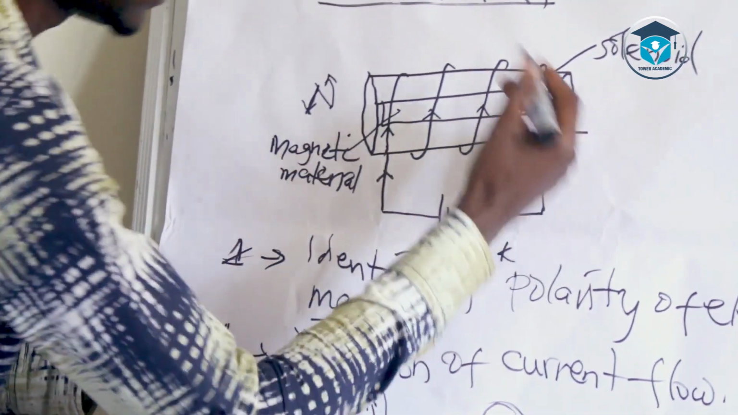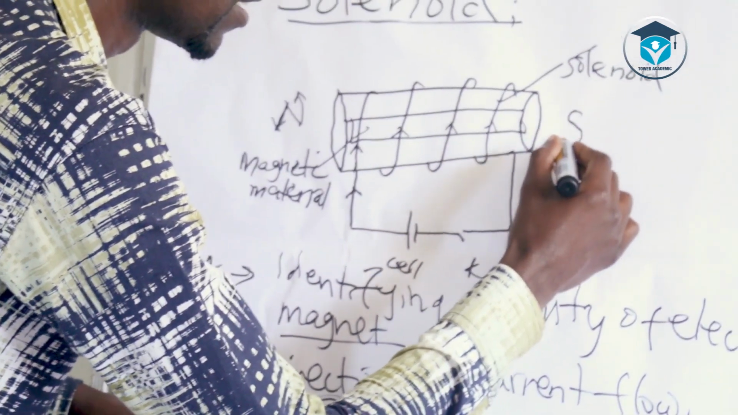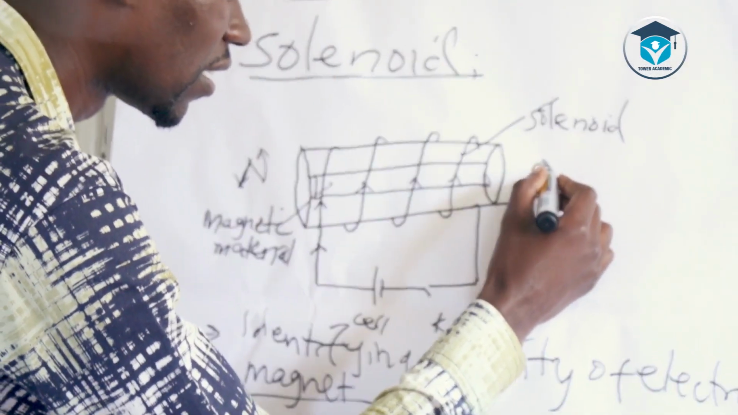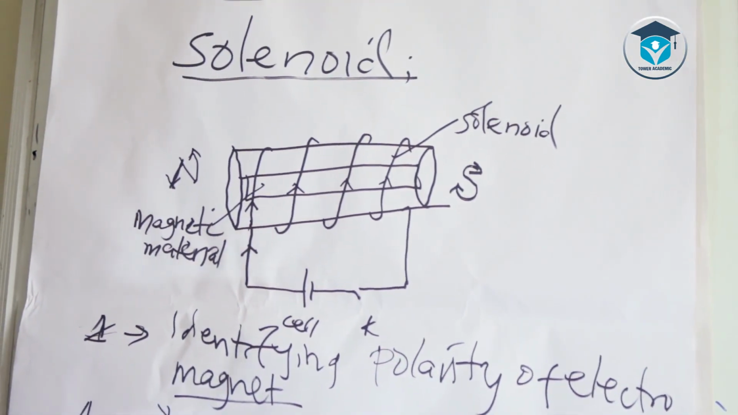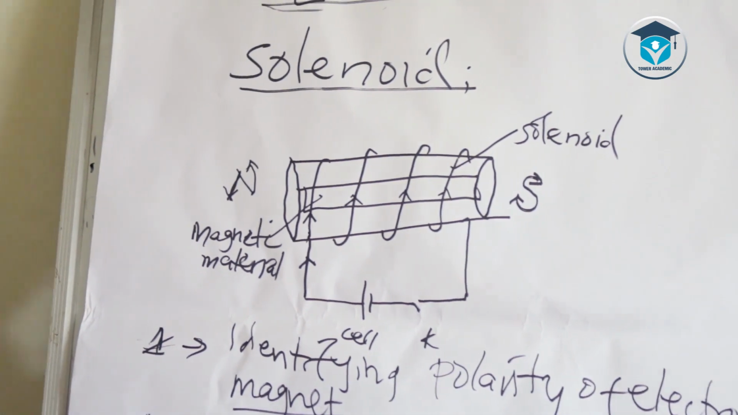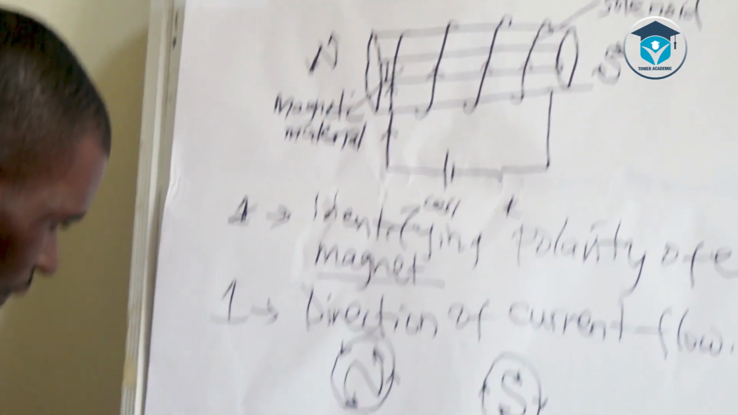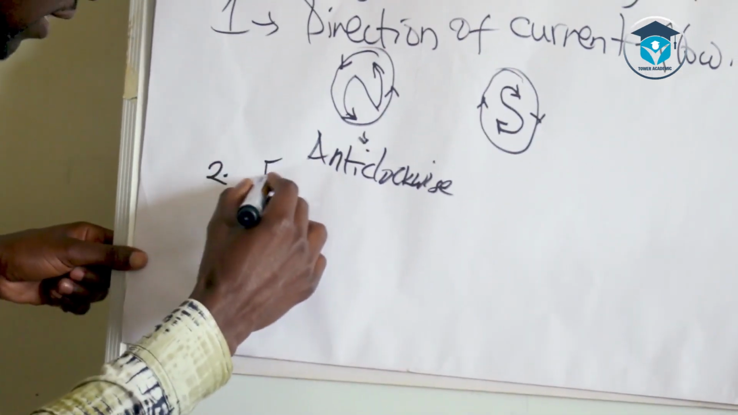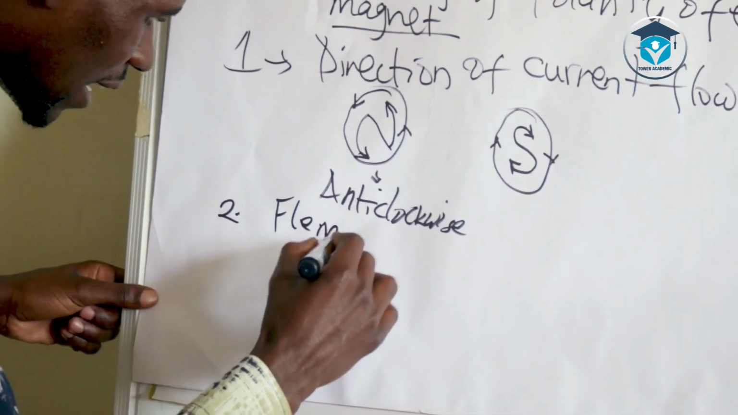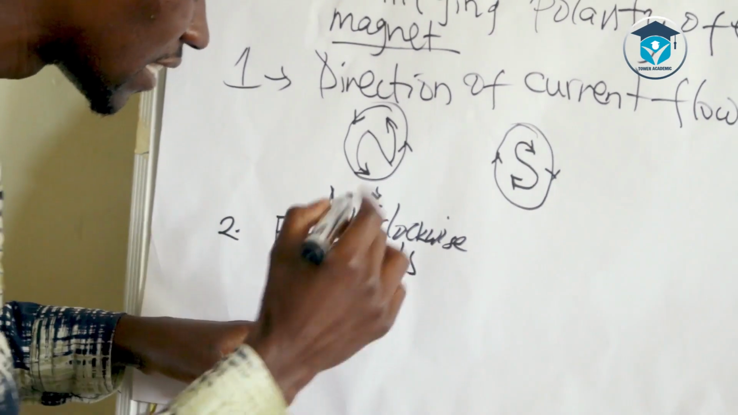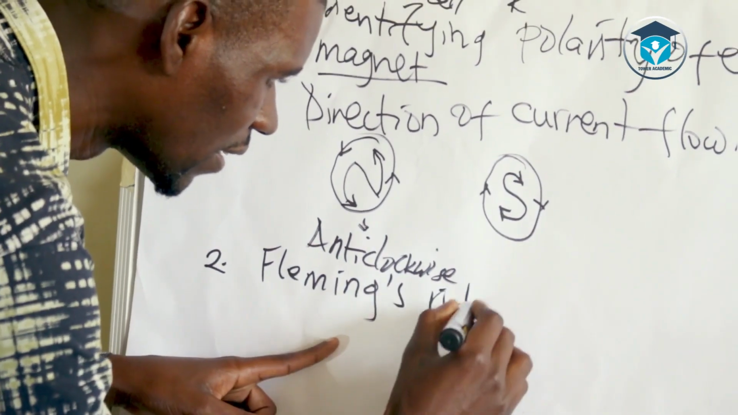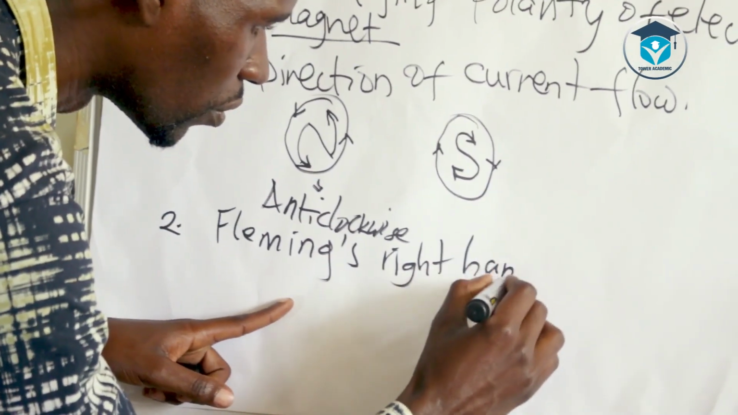Therefore, this end of the solenoid will give us the south pole of the electromagnet. That is looking at the direction of flow of current. Then we have a second one, which was suggested by a physicist called Fleming. It is called Fleming's right hand grip rule.